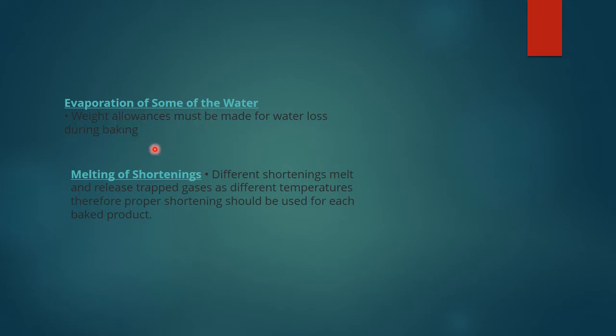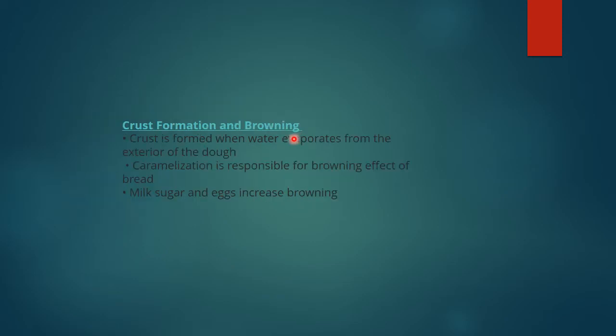There is a loss of water in processing, heating, crust formation and browning. Crust is formed when water evaporates from the exterior of the dough. Caramelization is responsible for the browning effect of bread. Milk, sugar and eggs increase browning.